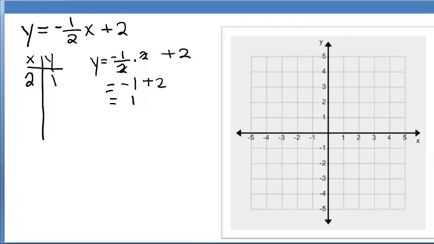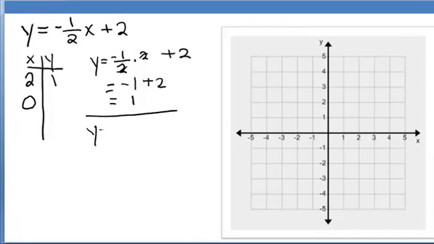Any multiple of the denominator would work. So you could use a 4, a 6. You could also use the negative multiples, negative 2, negative 4. So anything that the denominator would divide into. Another really good choice for x would be 0. If you put 0, 0 times anything gives you 0.